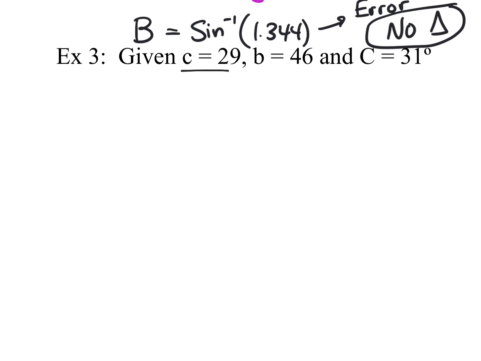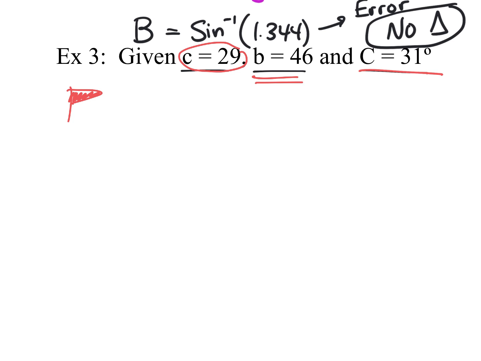So they give us side C and angle C, as well as side B. Again, red flag time. Why is it a red flag? The side across from the angle is smaller than the other side given. So in the back of my head, I'm thinking ambiguous case is possible. Impossible triangle is also an option here. I'm going to proceed with that in the back of my head.